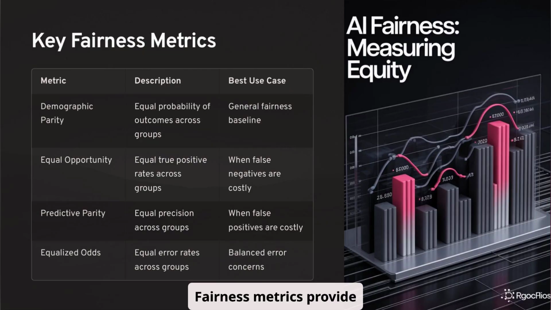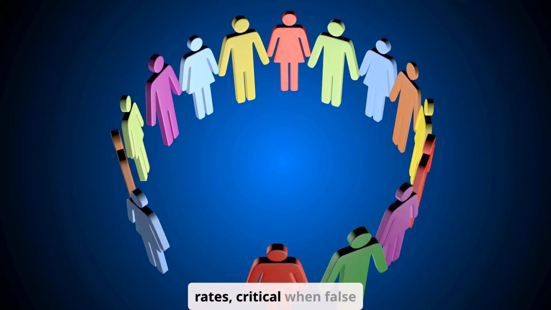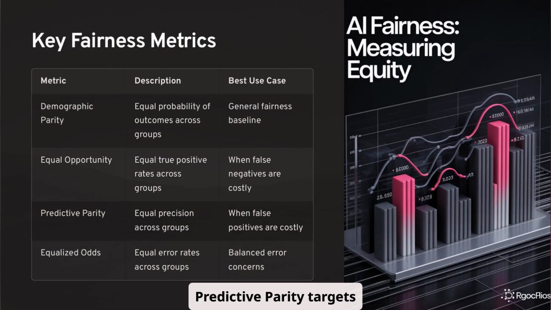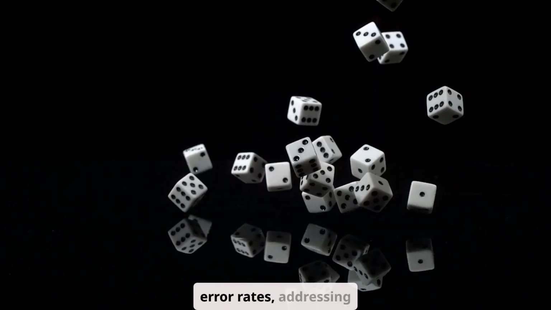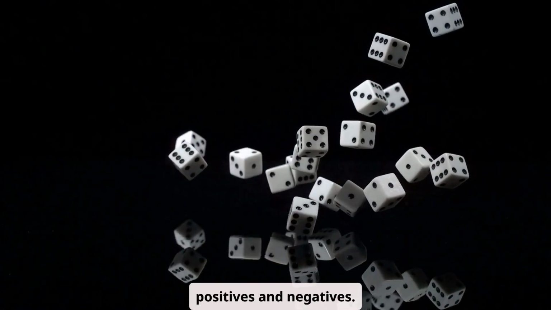Fairness metrics provide the necessary quantitative measures. Metrics like demographic parity aim for equal outcomes across groups, useful as a general baseline. Equal opportunity focuses on equal true positive rates, critical when false negatives are costly. Predictive parity targets equal precision, important when false positives are costly. Equalized odds balances error rates, addressing concerns about both false positives and negatives.